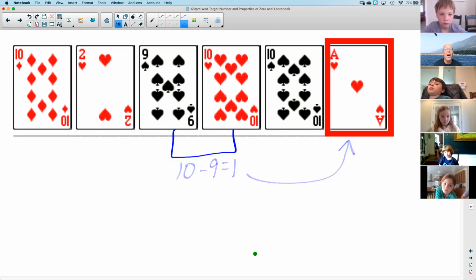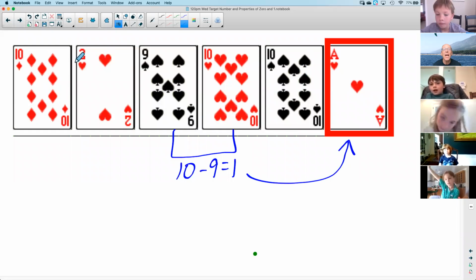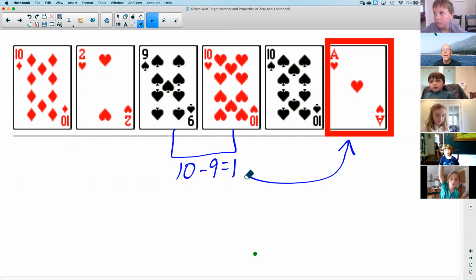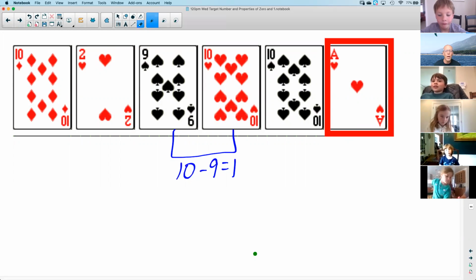But remember, guys, I have to get rid of the other 10, and the 2. So how am I going to do that? Who's going to help me? Raise your hand if you can help me with that. So I'm going to go with Lila here. I also had another way to get to 1. And how would that be? 2 minus 1.